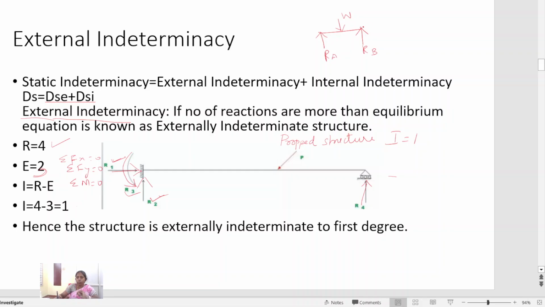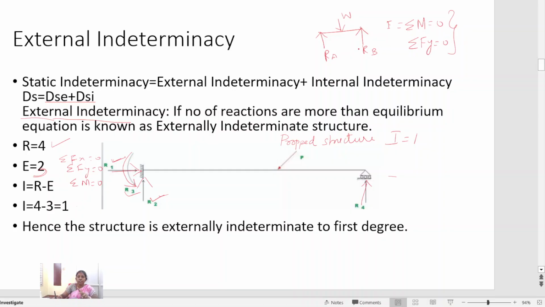Here, the number of equilibrium equations: summation of moment equal to 0, summation of Fy equal to 0. I am not going to consider summation of Fx equal to 0 because there is no horizontal load in the given section. There is no possibility of horizontal force in this beam. That's why I am eliminating the third equilibrium condition, summation of Fx equal to 0, and I am going to consider only two equations.